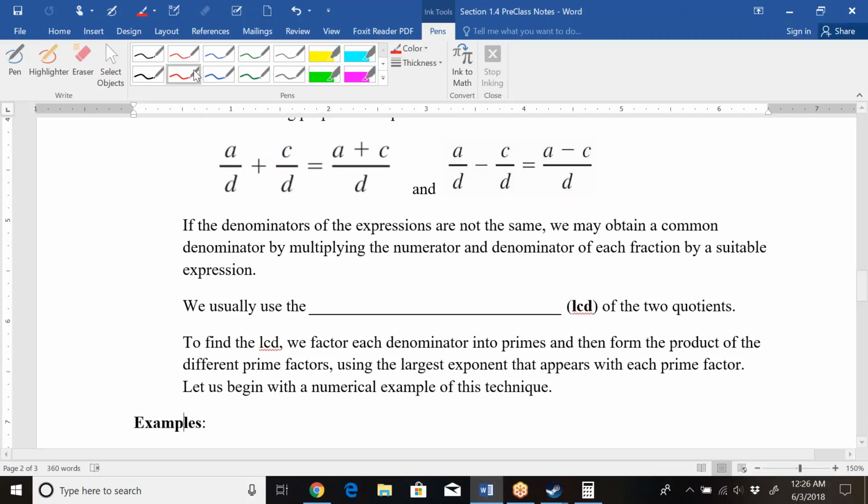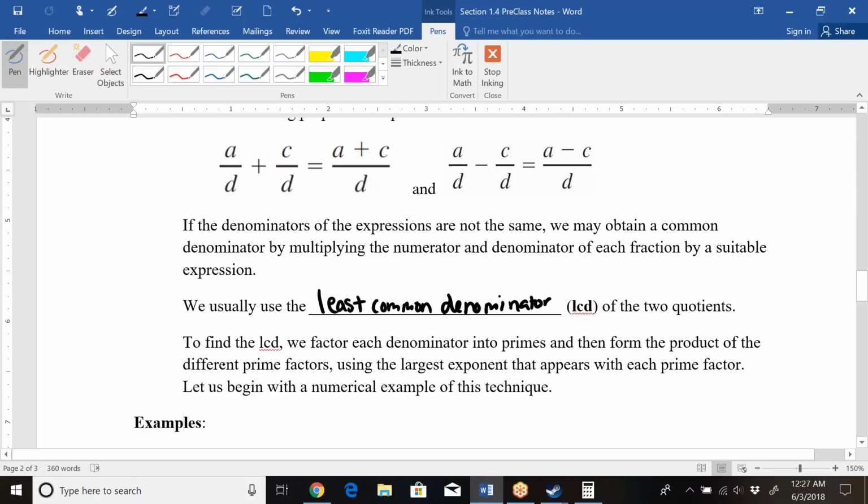Typically, to figure out the suitable expression, we use the LCD, which stands for the least common denominator of the two quotients. To find the LCD, you usually factor all of the denominators completely into primes, which means as far as they can go, and then we form the product of the different prime factors using the largest exponent that appears with each prime factor. I'll show you what we mean by that in an example in class.